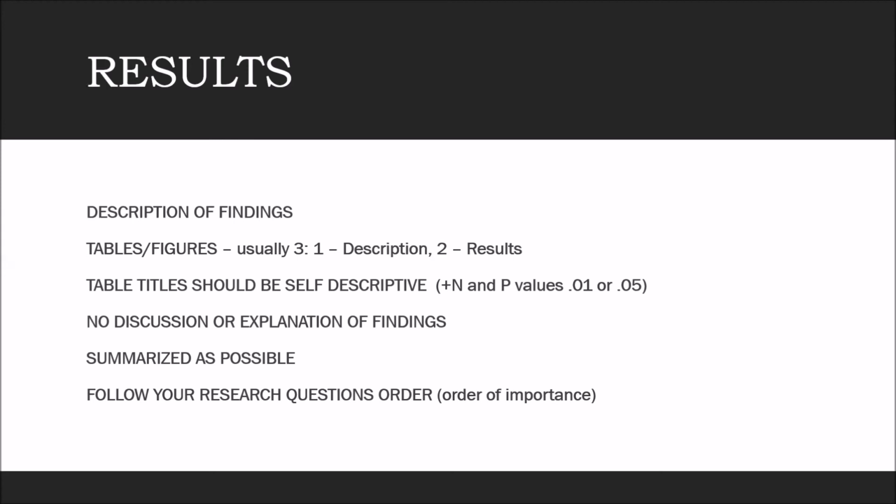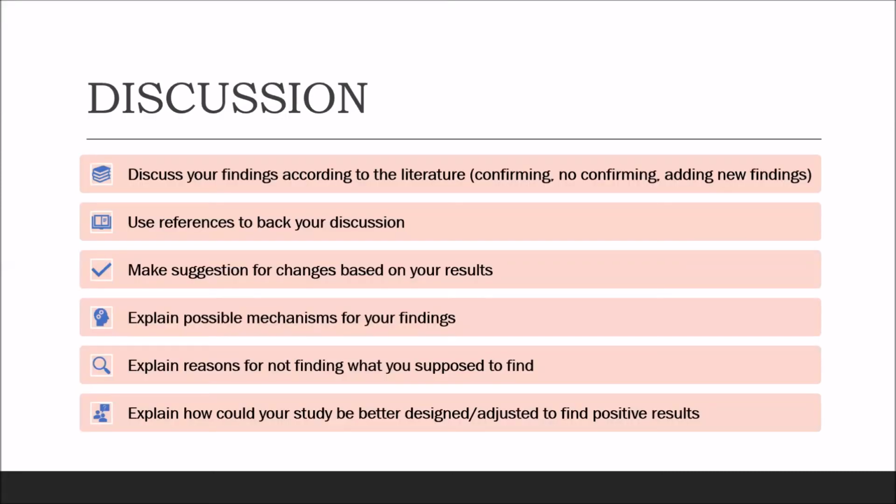And you don't put any positive or negative feelings now in the results. It's just plain results. This is what we found. And summarize them as much as possible. You don't need to repeat the results that you have in the table in the text. In the text, you put just the results that are more important for your research. And then you go to the discussion.